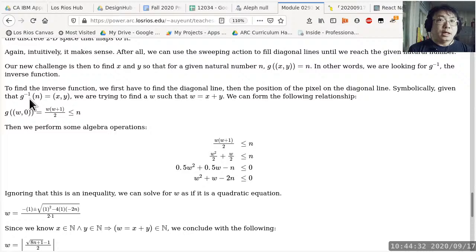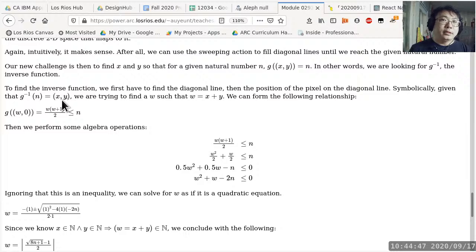G inverse is unfolding space. Give me a natural number, which is a single-dimensional kind of thing, and it will give us back a coordinate in a two-dimensional space. So now we're going to work on the rationale. How do we get this done?